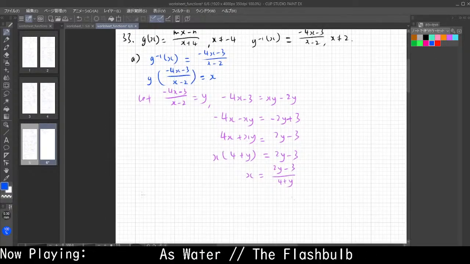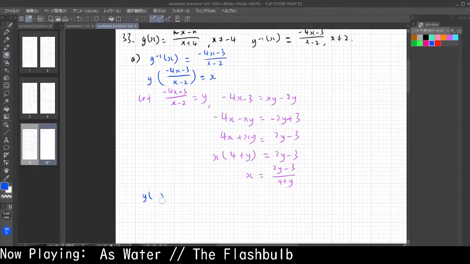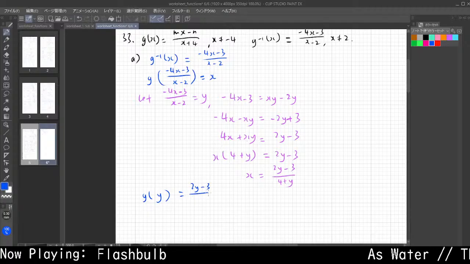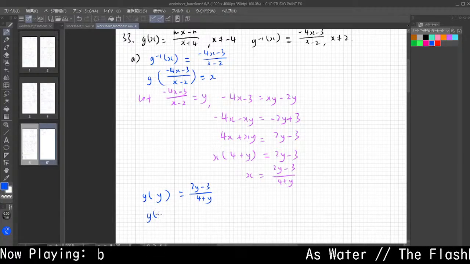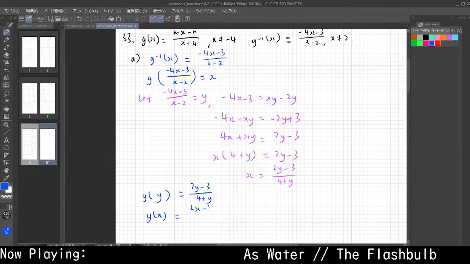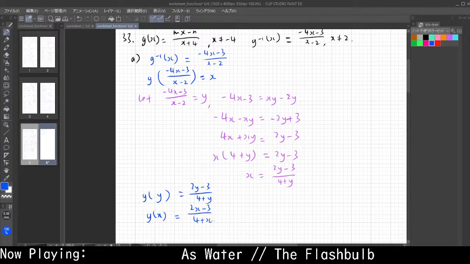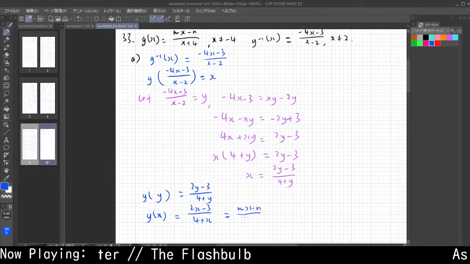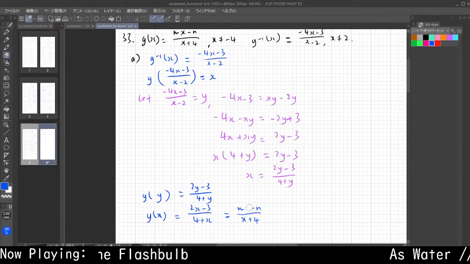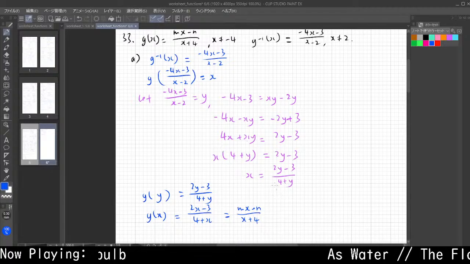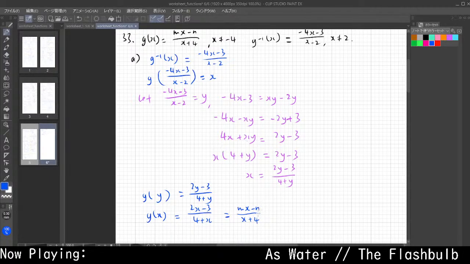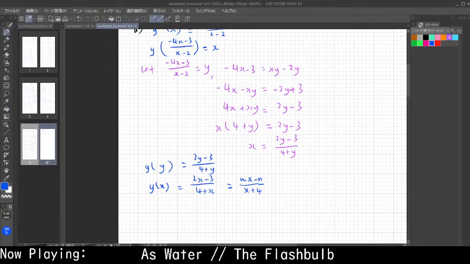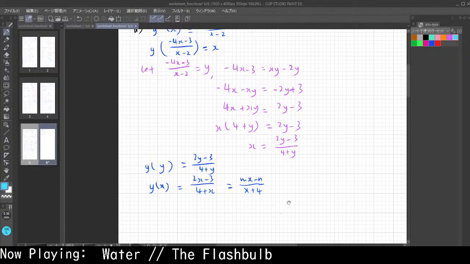Therefore, this is your g(x), and g(y) equals this entire thing, (2y minus 3) over (4 plus y). Convert back to g(x): (2x minus 3) over (4 plus x). Compare and contrast. This is equal to (mx minus n) over (x plus n). Okay, this is equal to this. Therefore, if you compare and contrast, you will get the following.